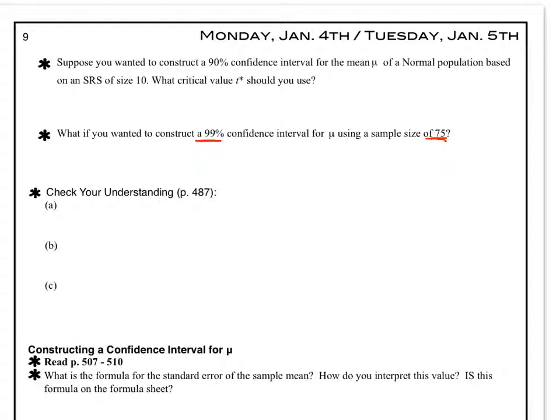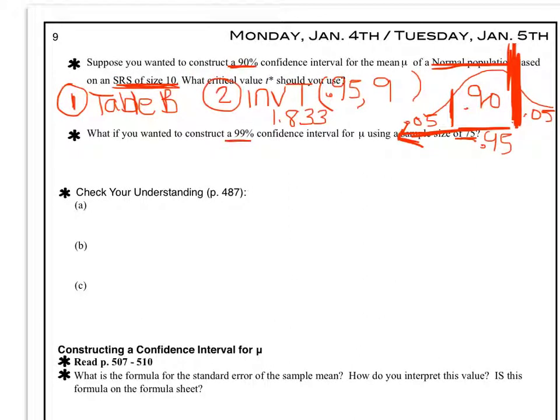So if I'm looking for a 99% confidence interval on table B, I would have to estimate that my t-star value was 2.66. So with table B, it would be about 2.66.